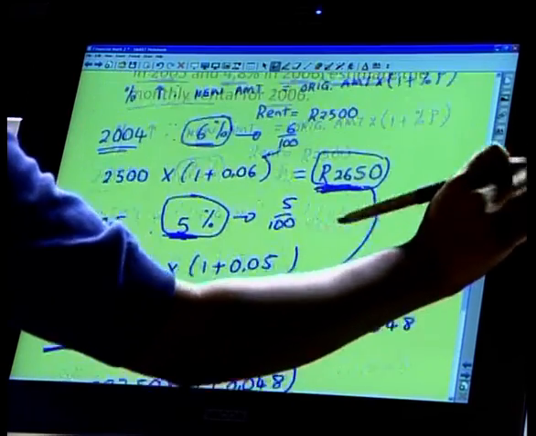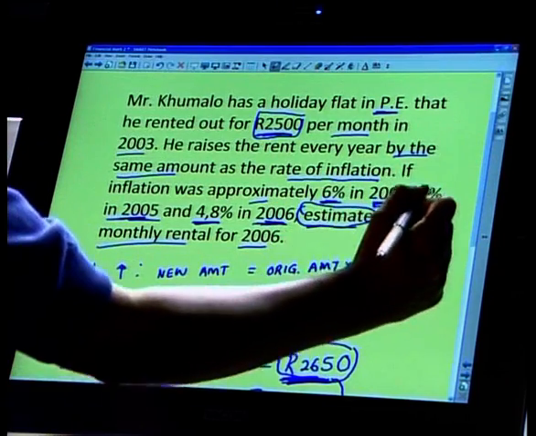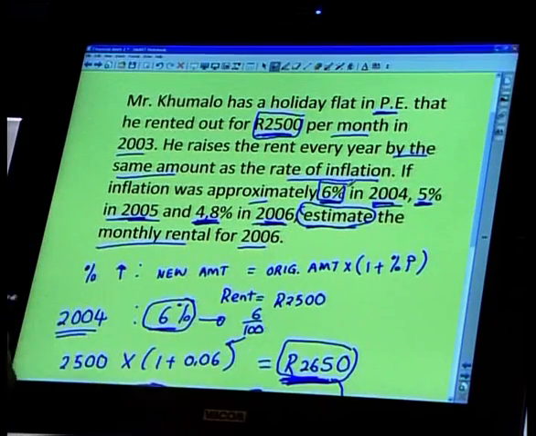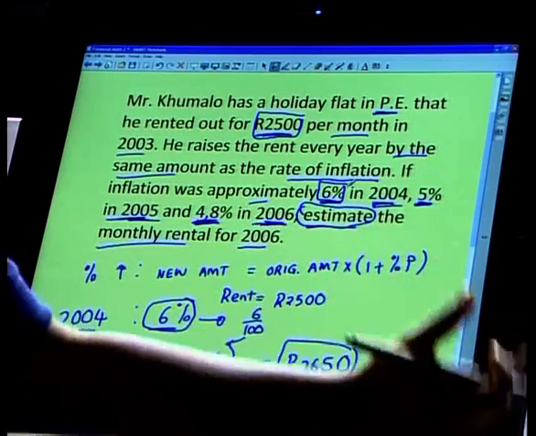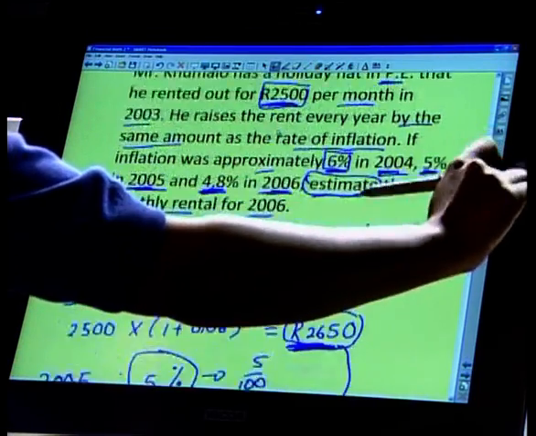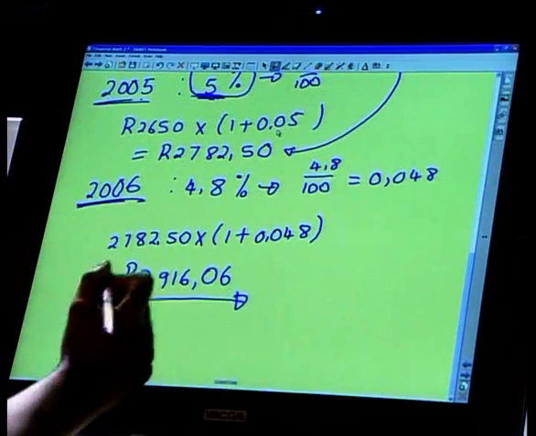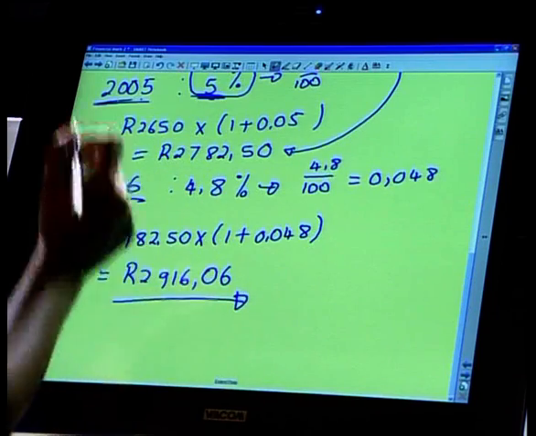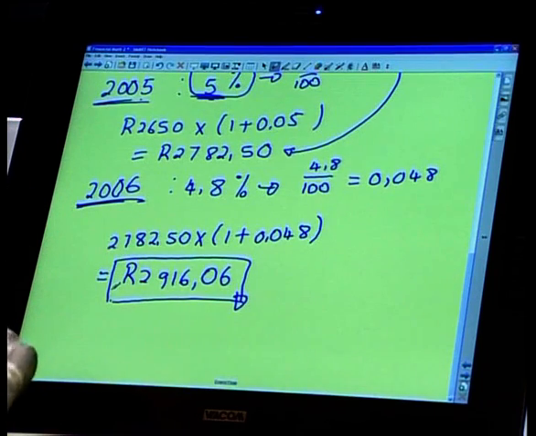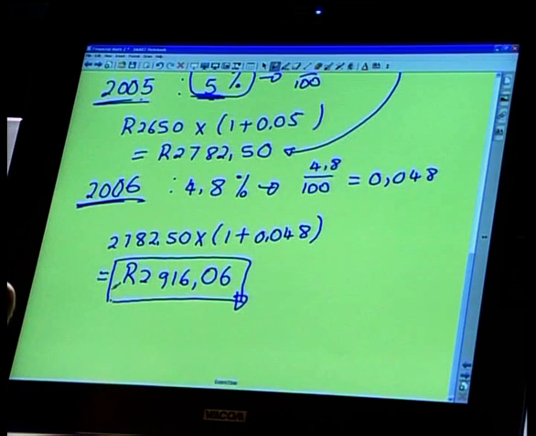2006 to rent out this holiday flat of Mr. Kumalo. So you can see that although the inflation rate was lower than what it had started out as in 2004, the rent on average has still increased. So rent in 2003 of 2,500 Rand, in 3 years' time it would have increased to 2,916 Rand and 6 cents, and that's what you would have to pay to rent out this flat.